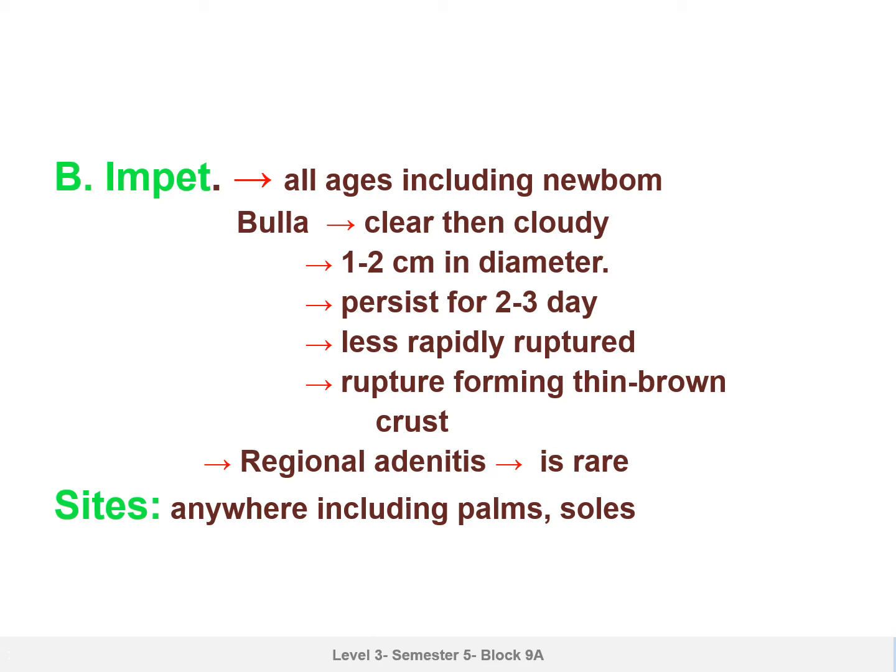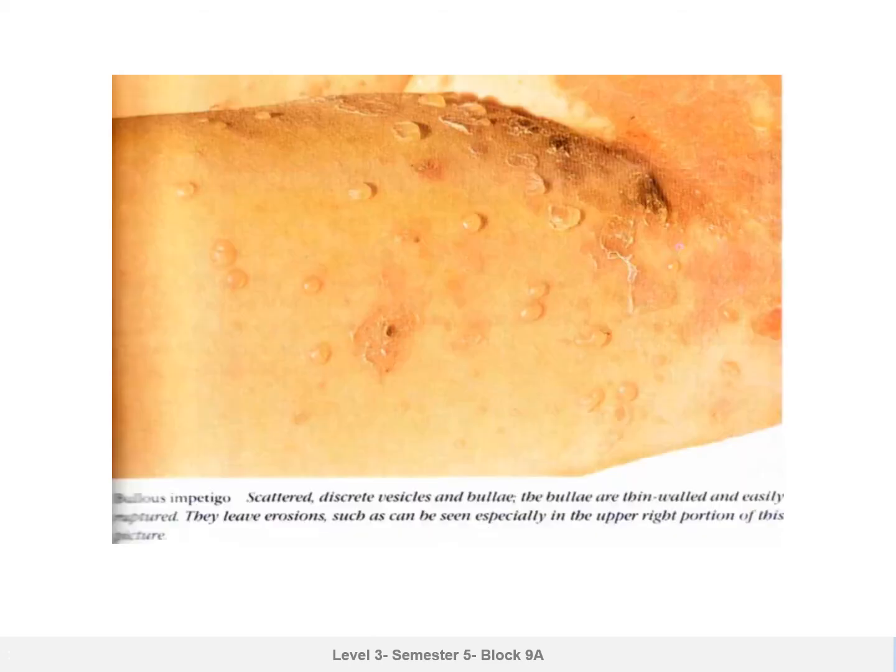The primary lesion of bullous impetigo is the bulla. You must know the definition of a bulla, which is a localized collection of fluid with a diameter more than 0.5 millimeter. This photo of bullous impetigo is characterized by discrete vesicles and bullae.